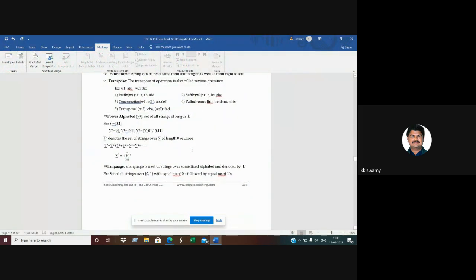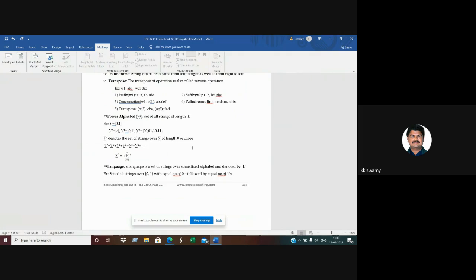Again, here we have two kinds of languages. The language is classified into two types: the finite language and the infinite language. So what is a finite language and what is an infinite language? If a language contains a finite number of strings, that is called a finite language. But if the language contains an infinite number of strings, that is called an infinite language.